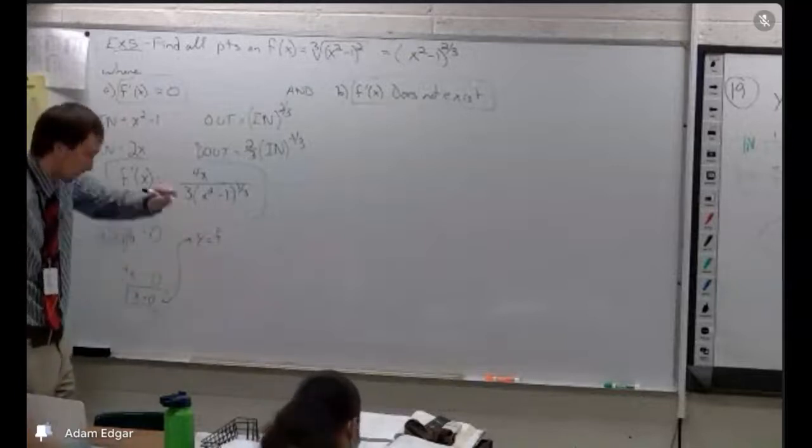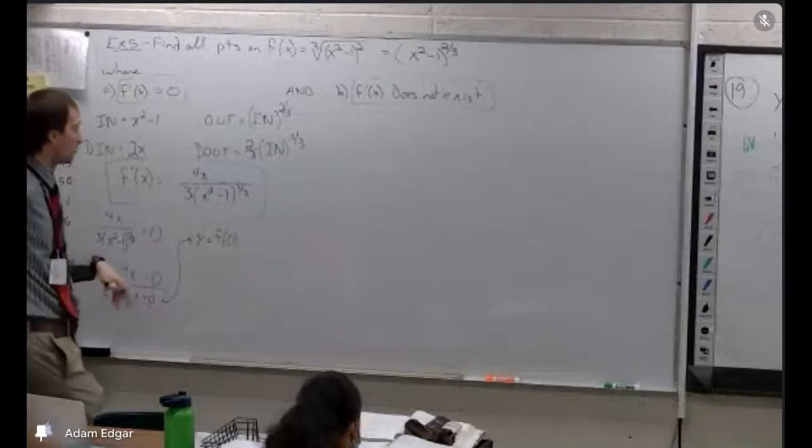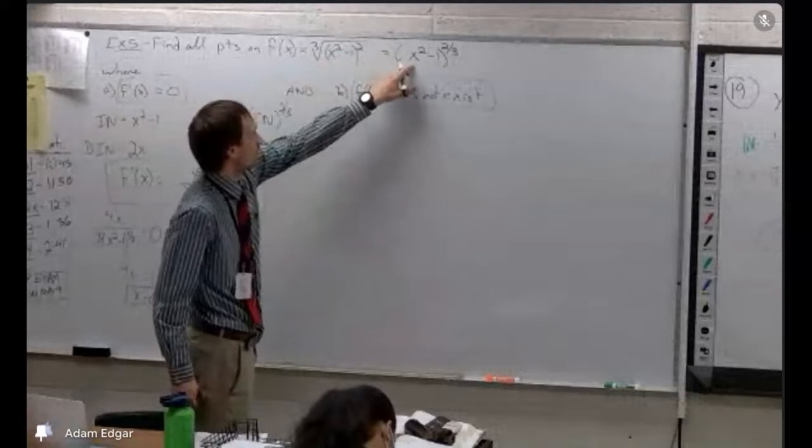F of x. So y equals f of x. X is 0. So y equals f of 0. Go ahead and plug 0 into your function. What's 0 squared minus 1?